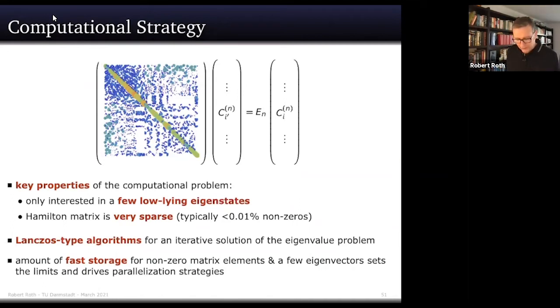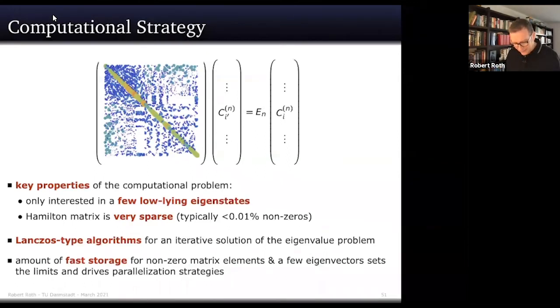And these two things, only a few low-lying states plus a very sparse matrix, enable you to use a very powerful class of algorithms, namely Lanczos-type algorithms, or sometimes they are called Krylov space algorithms, which solve the eigenvalue problem in an iterative fashion. So you don't do a full diagonalization of your matrix by transforming, adding, subtracting rows and so on, but it is a much more elegant approach. In particular, this Lanczos algorithm is magic, and I will explain this algorithm in a minute.